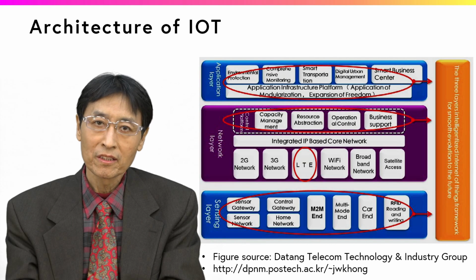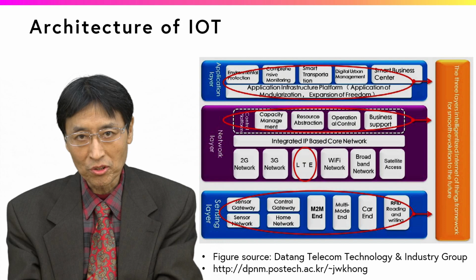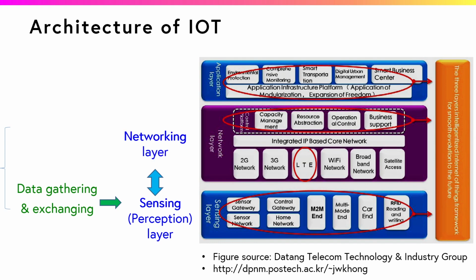There will be three different layers. From the bottom to the top, the first layer is the so-called sensing layer, or the processing layer. This layer is in charge of data gathering and exchanging data between devices, and also collecting data and sending it upward, through the internet to the back end for processing. The second layer, the middle layer, is the so-called networking layer. This layer is in charge of data processing, formatting, and propagation.